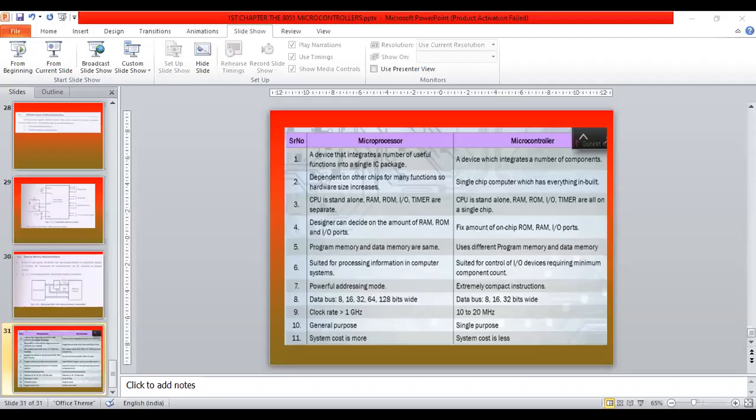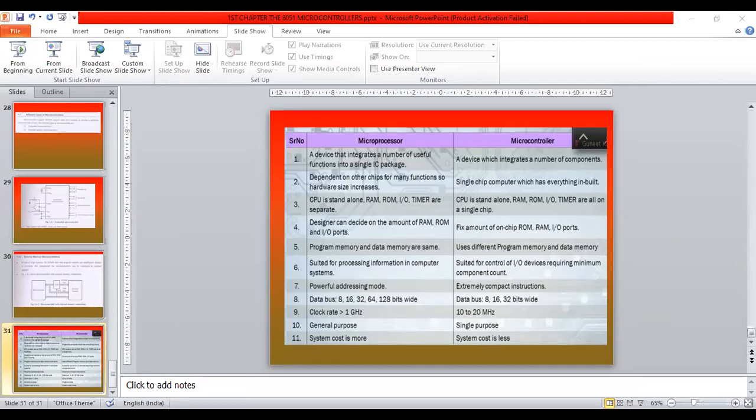Okay dear students, now in the last concept of this chapter, that is comparison of microcontroller and microprocessor. So these all are some of the points which distinguish between the microprocessor and microcontroller. So first is a device that integrates a number of useful functions into a single IC package, means everything is on the chip.